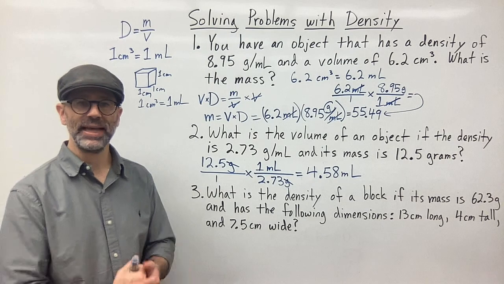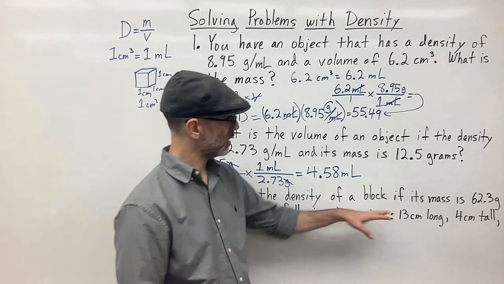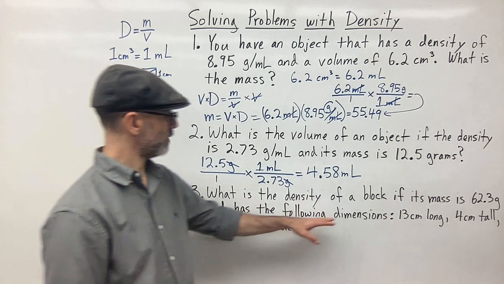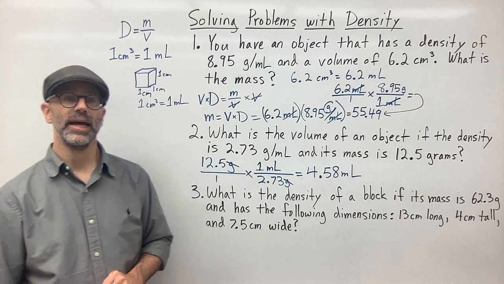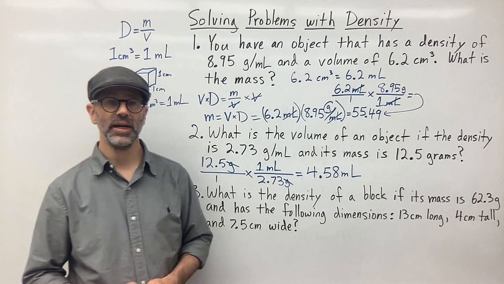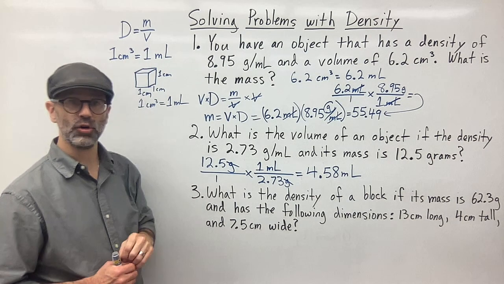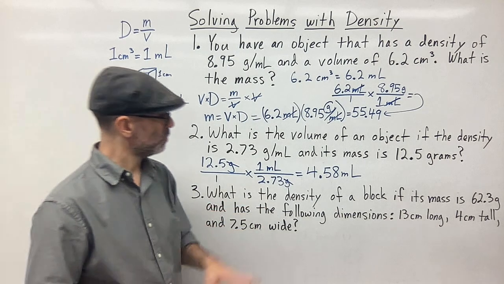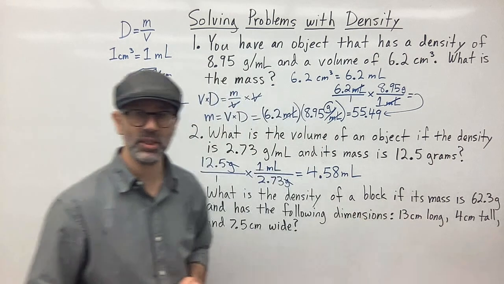Okay, number 3, last but not least. Here they're asking what is the density of a block if its mass is 62.3 grams and it has the following dimensions: 13 centimeters long, 4 centimeters tall, and 7.5 centimeters wide. Okay, so in order to calculate density, density is mass over volume. We're going to need mass and volume, and that's what they gave us. But you're going to ask, Mr. Koval, did they give us volume? They just gave us a bunch of lengths.